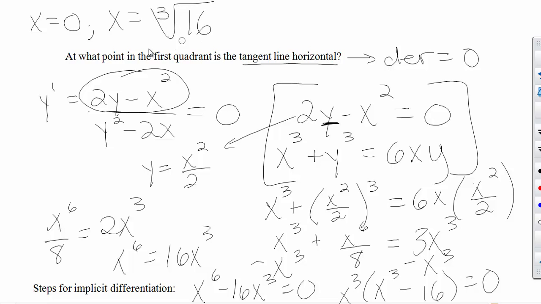And then technically if I want to answer points, then I would have to plug these back into either equation here to get the y value. So I'd plug them in to get their corresponding y value. Okay. So a lot of algebra, I would say, in this section. And then at the bottom of your notes, there are steps for implicit differentiation.